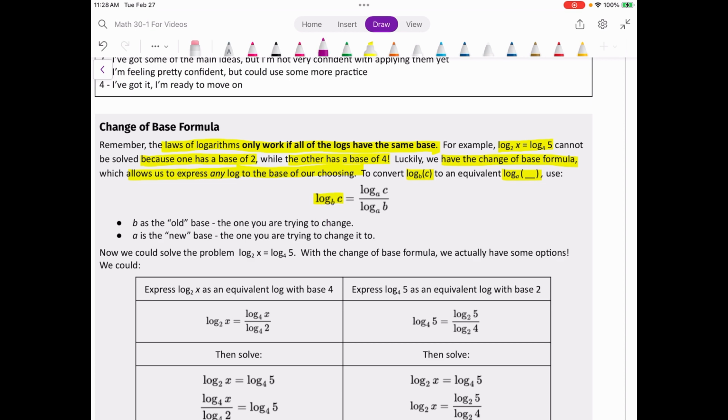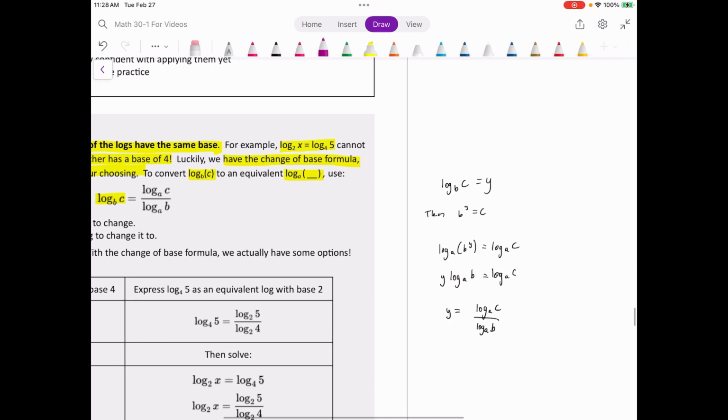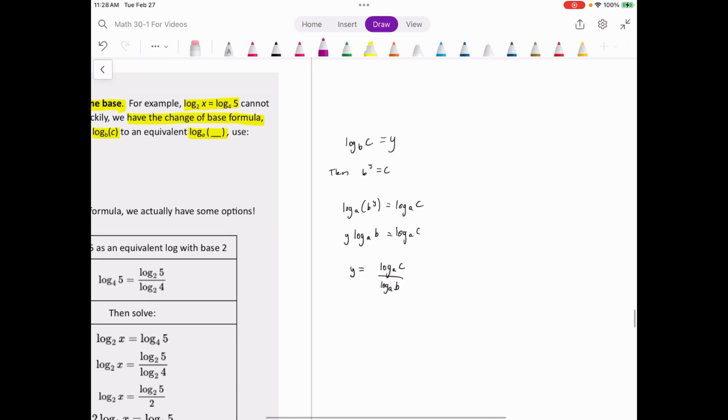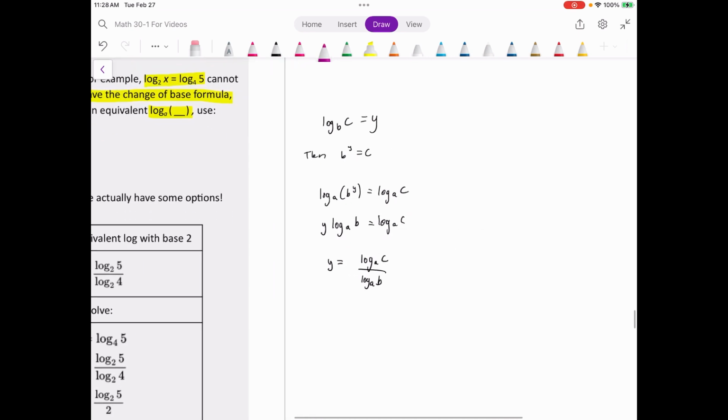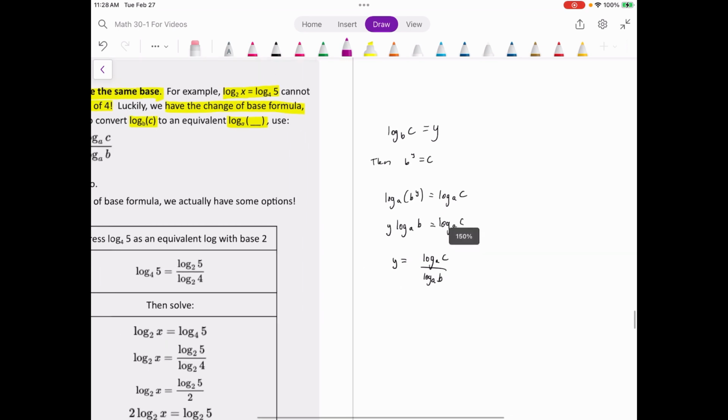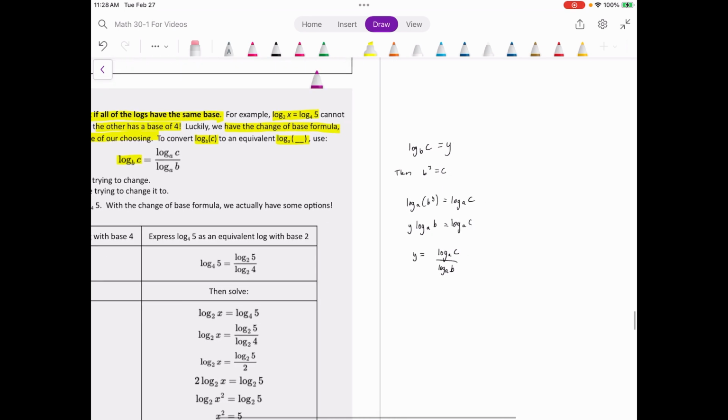A quick proof of why this formula makes sense. I've already written out the proof here, but let's just say we start with log base b of c. How can we show that it's equivalent to log of base some different base a of c over log of base a of b, over some log of some different base of b? How can we show that?